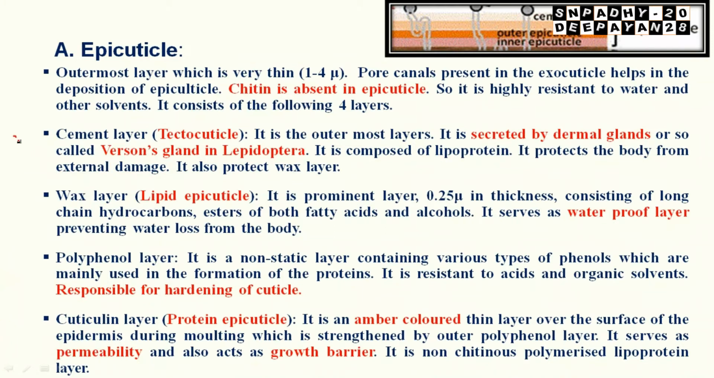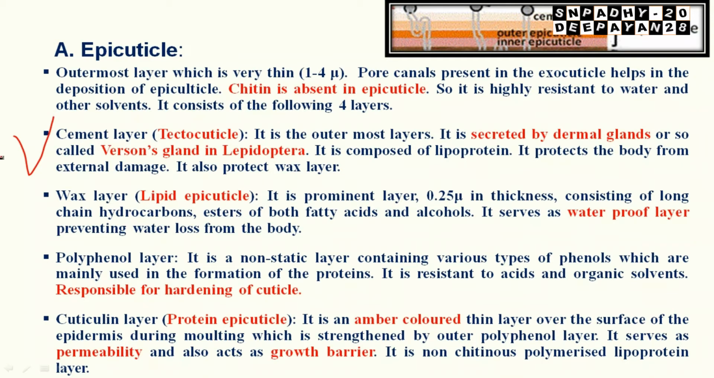So what are the things you have to remember in the cement layer? Outermost layer, also called tectocuticle, secreted by dermal glands, which are called Verson's gland in the case of Lepidopteran insects like moth and butterfly. Composed of lipoprotein, protects the body from external damage. So the major important question is what? Those highlighted terms: tectocuticle, secreted by dermal glands, also called Verson's gland in Lepidoptera. It may come as a sub question. Important.